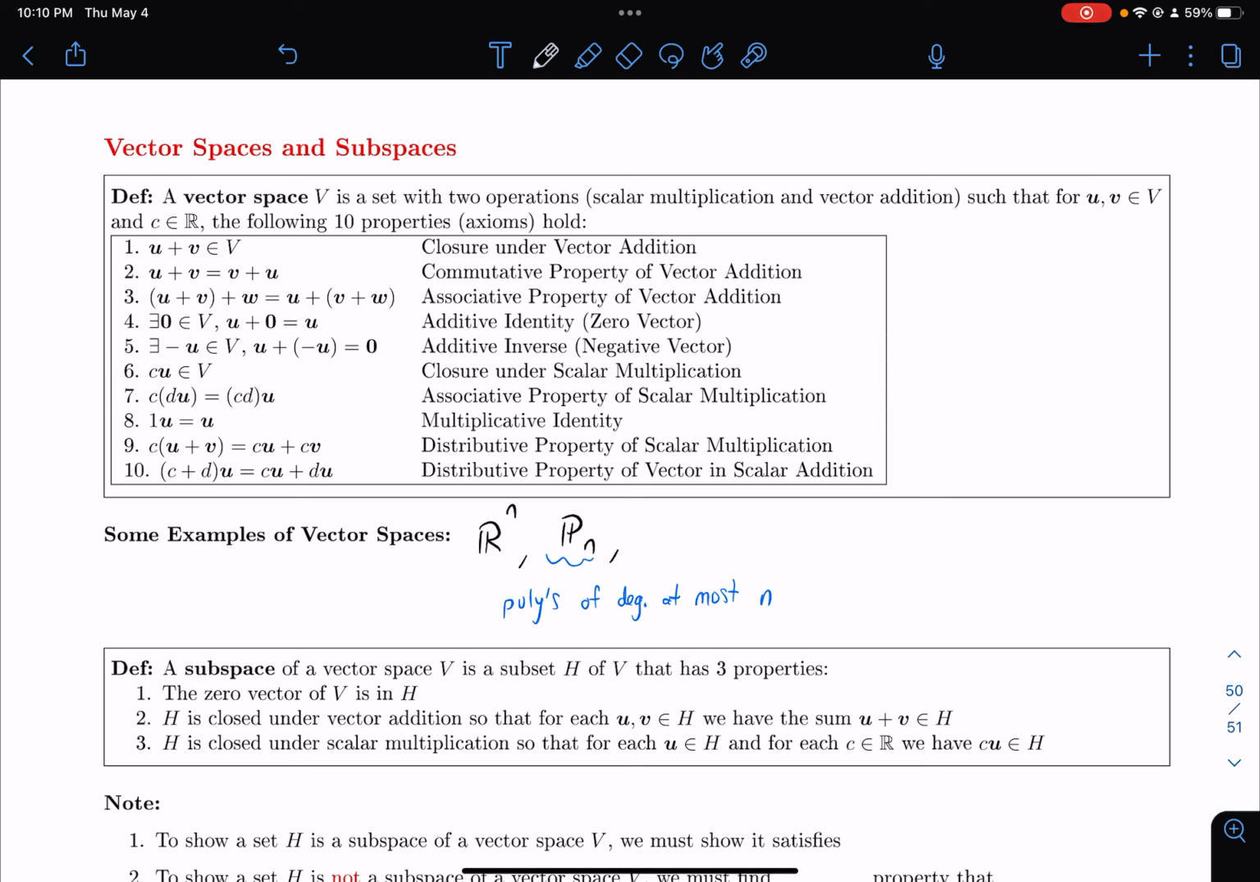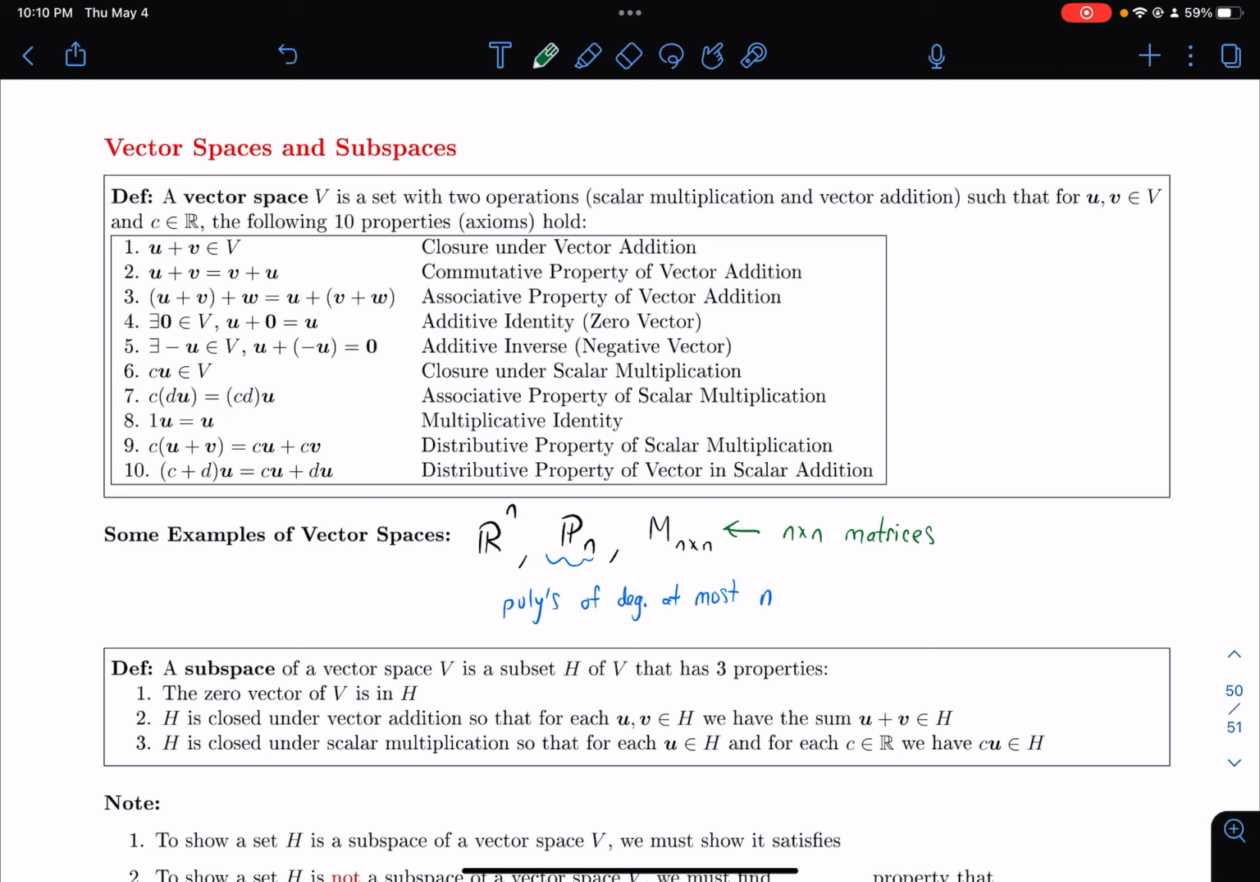Another thing that we had mentioned, but we haven't seen an example of until I'll do one in this video, is M subscript n times n. This is just a notation for the set of all n by n matrices. So the set of n by n matrices.